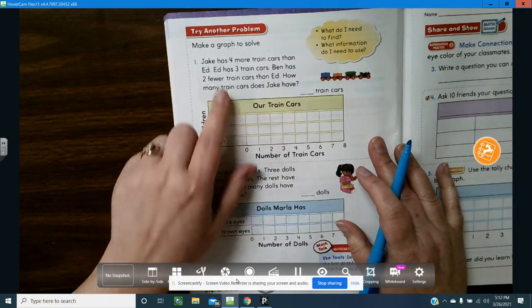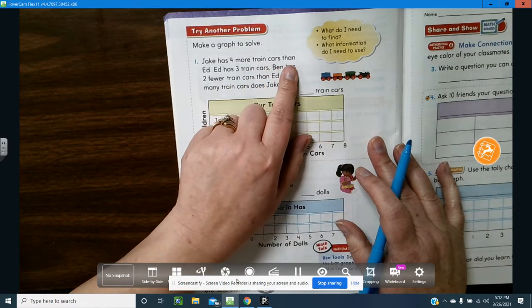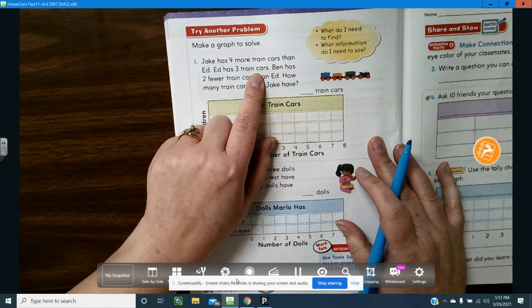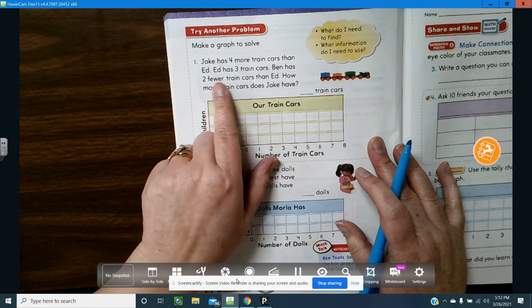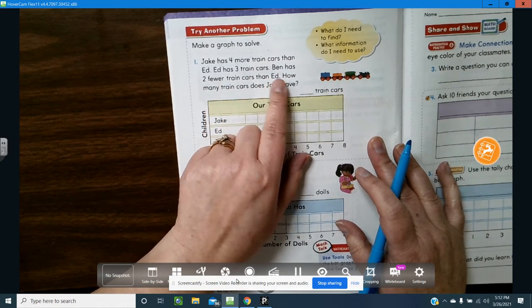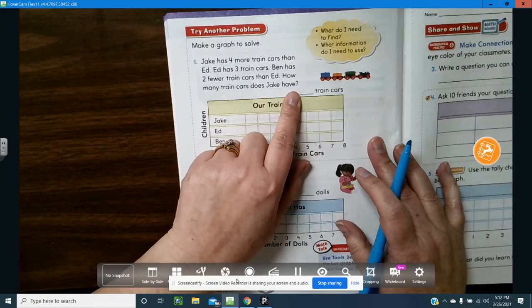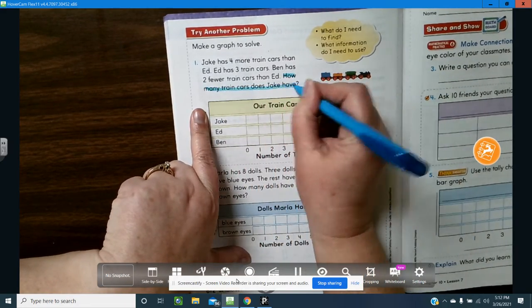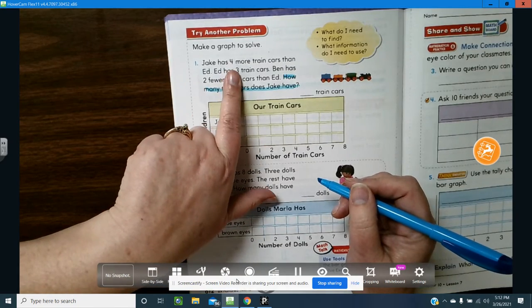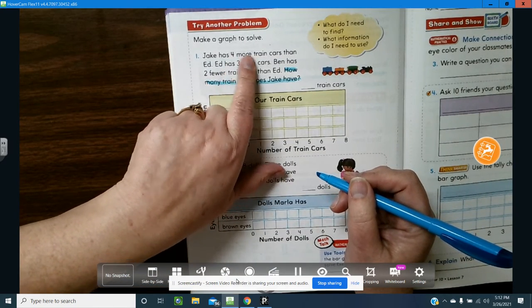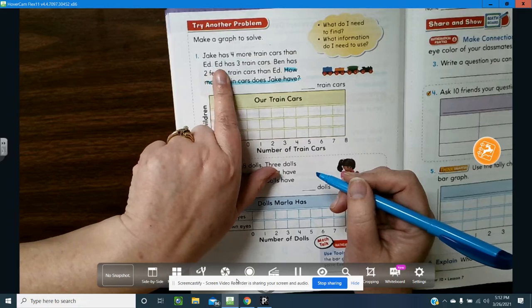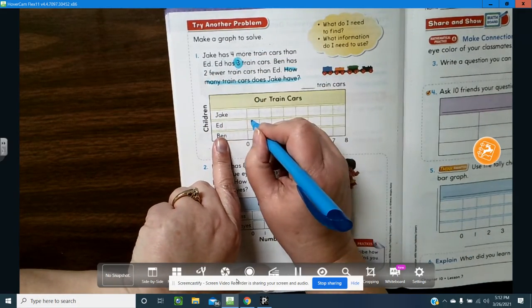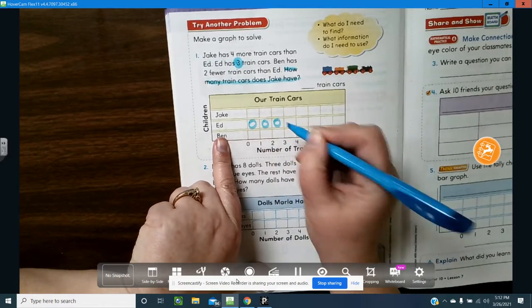On the next page it says Jake has 4 more train cars than Ed. Ed has 3 train cars. Ben has 2 fewer train cars than Ed. How many train cars does Jake have? So the question we're looking for is how many train cars does Jake have? But it doesn't tell us. It says that he has 4 more than Ed, and Ed has 3. So I'm going to start with Ed. He has 3. That's the one the story told us.